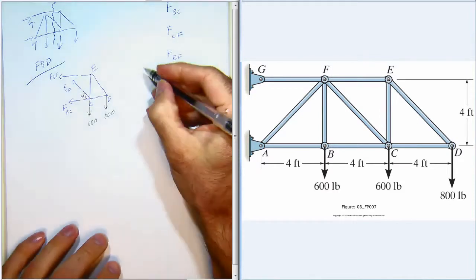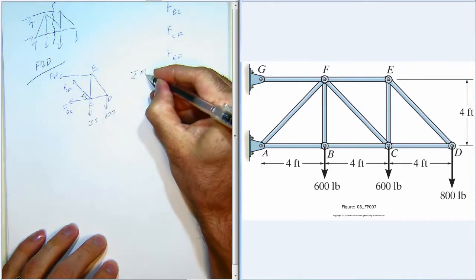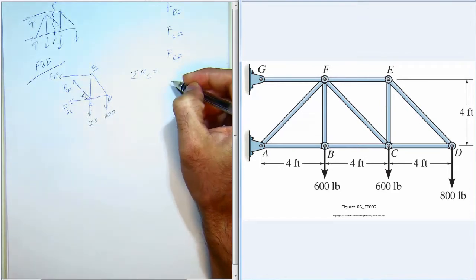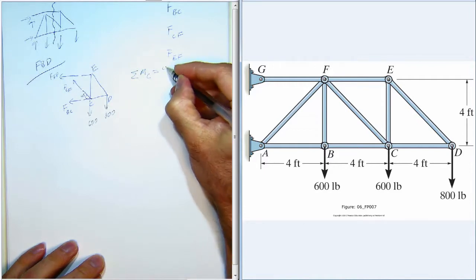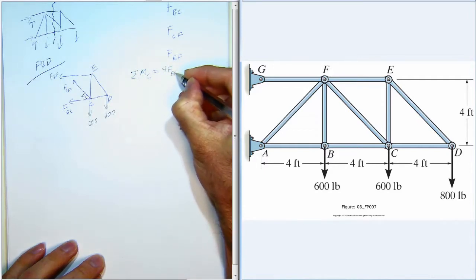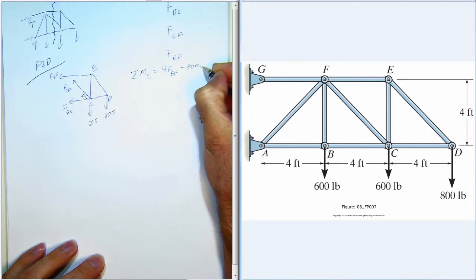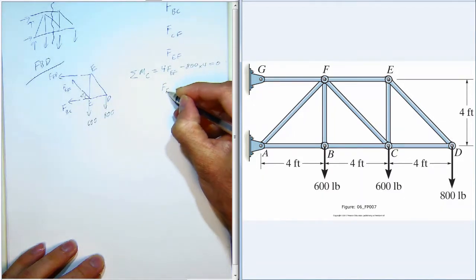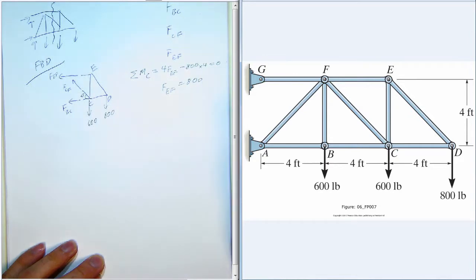We'll go ahead and start with the sum of moments about point C. FEF will provide a positive moment, and its moment arm is 4 feet. So we have 4 times FEF, and then minus 800 times 4, and those add up to 0. So FEF is equal to 800 pounds, and that is in tension.